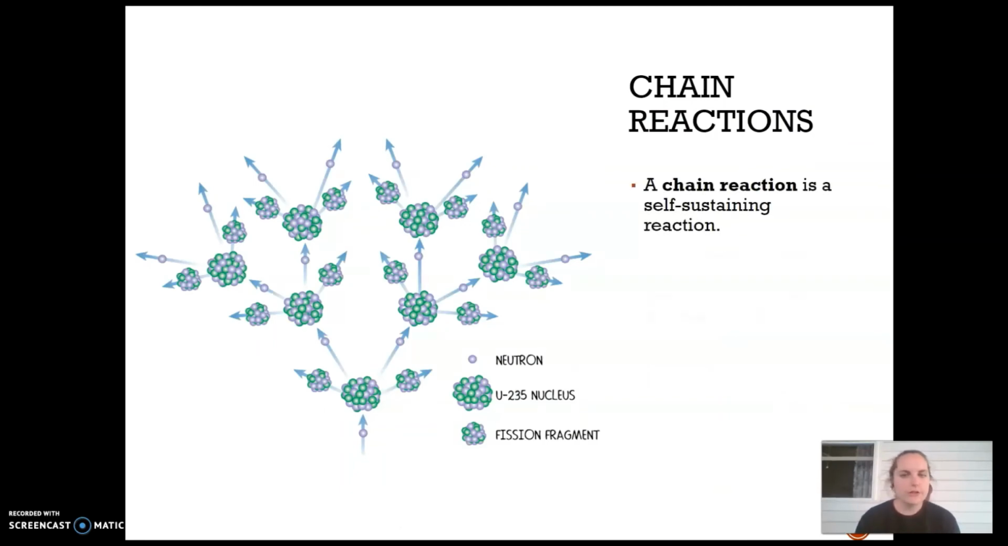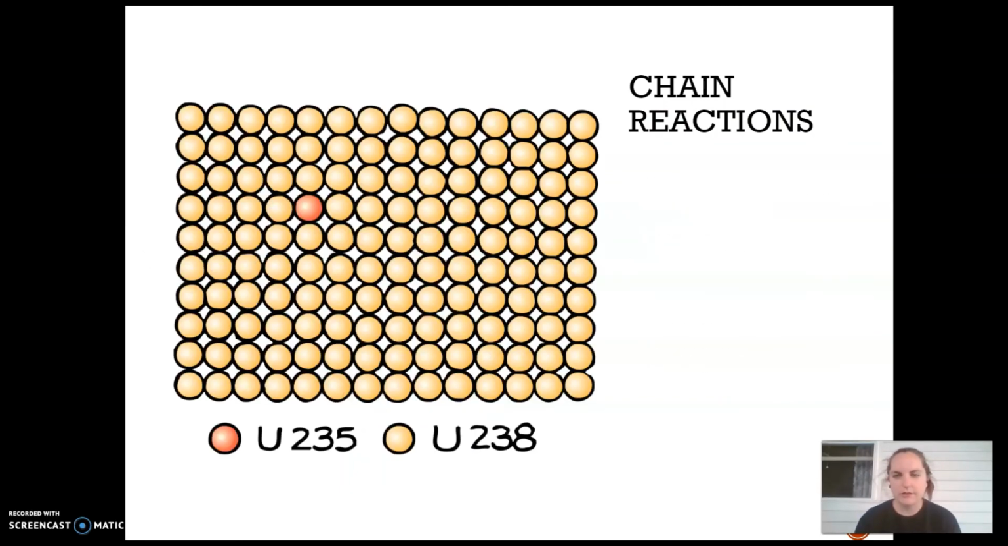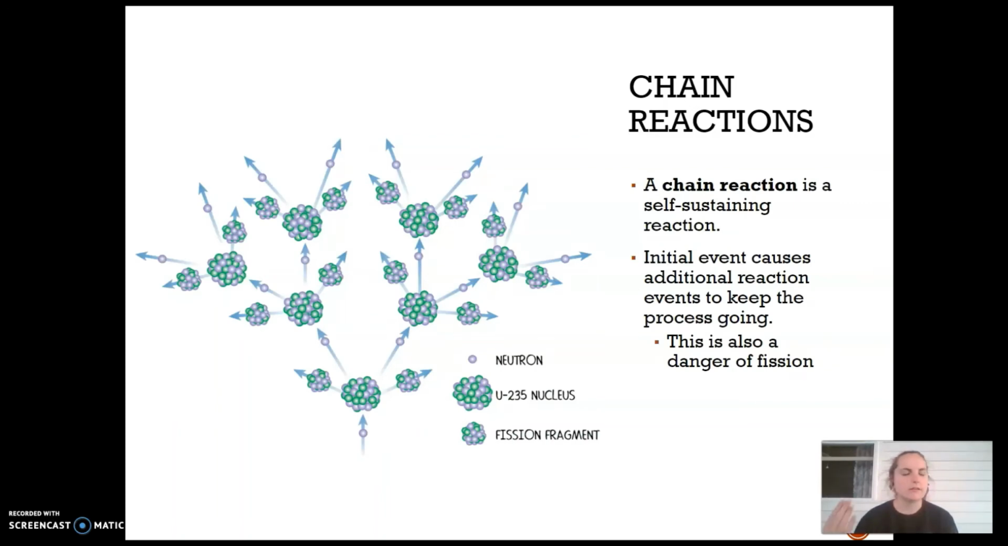A chain reaction is a self-sustaining reaction, where an initial event causes additional reactions within the process, and so it keeps going on and on and on. This is also a danger of fission, that it's hard to stop this chain reaction that keeps occurring. There's the continuing breaking of this atom, and then having that break combine with others, and break those, and combine with others and break those, as you can see from this diagram.